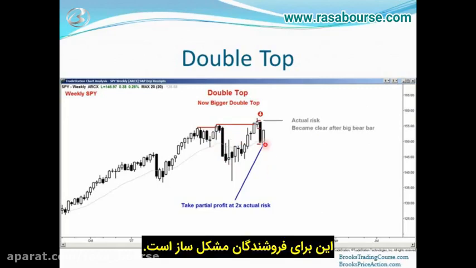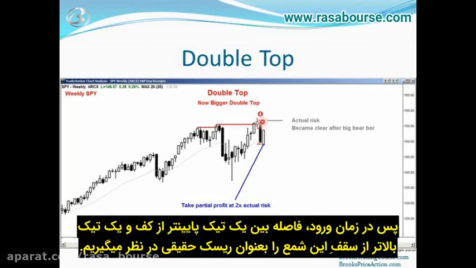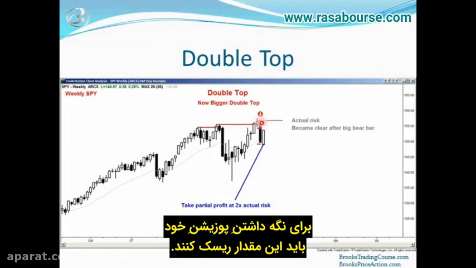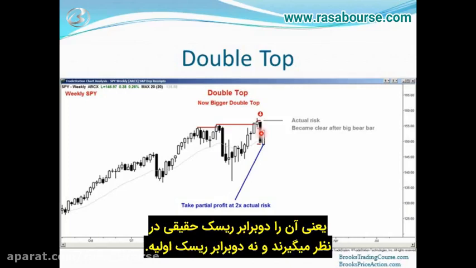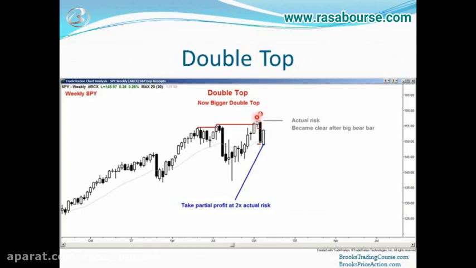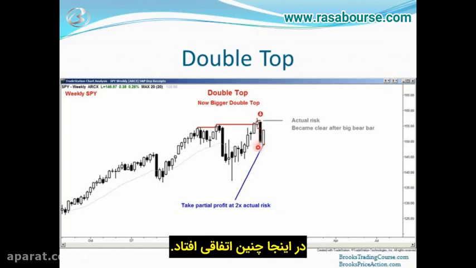This is a problem for the bears, right? Their initial stop was above the high of the signal bar. After this strong bear bar, most bears would put their stop 1 tick above its high. So their actual risk was from their entry 1 tick below the signal bar, and it was 1 tick above the high. That's all they had to risk to stay in the position. A lot of traders would change their profit target to 2 times their actual risk. Instead of 2 times their initial risk above the signal bar, they would reduce their profit expectations. And that's exactly what took place here.